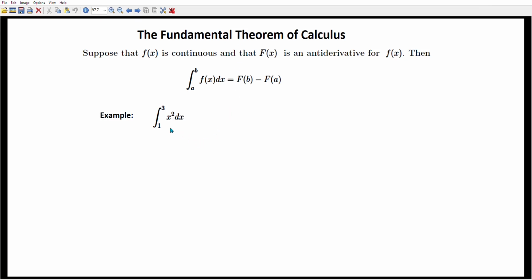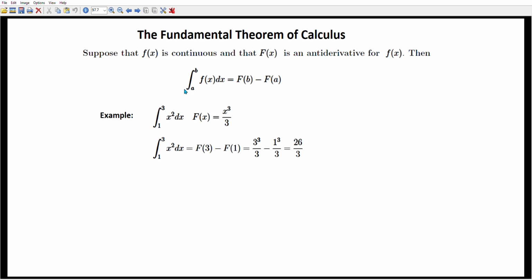Okay, we'll start with the definite integral between 1 and 3 of x squared dx. And the fundamental theorem says find yourself an antiderivative and then calculate F of b minus F of a. So x squared is known to have the antiderivative x cubed over 3. So using our formula here, we get F of 3 minus F of 1, which is 3 cubed over 3 minus 1 cubed over 3, which is 26/3.